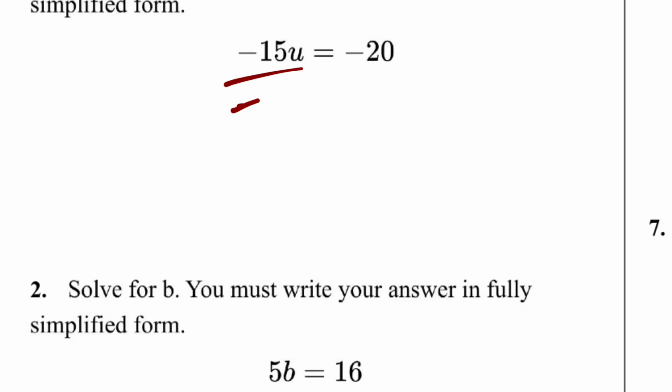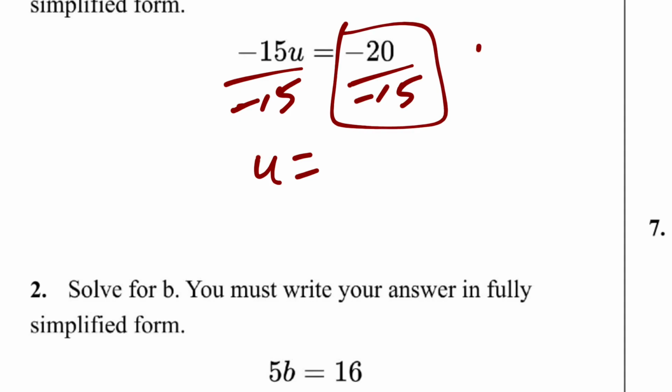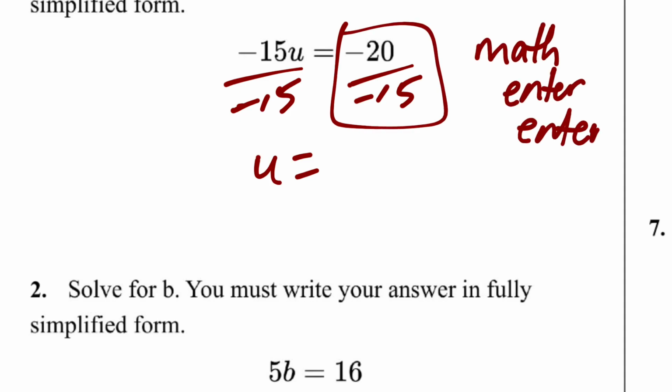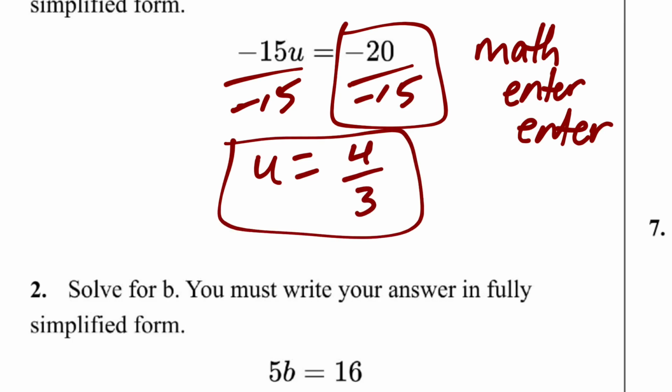Sometimes when we're dividing by whatever's in front of the variable, we'll have fractions. So here u would equal to, and when you put this in your calculator, if you press math, enter, enter, it will automatically simplify the fraction for you. The answer that you will get from your calculator is 4/3. That's a nice way to simplify fractions and to make sure that you're reducing them if possible.